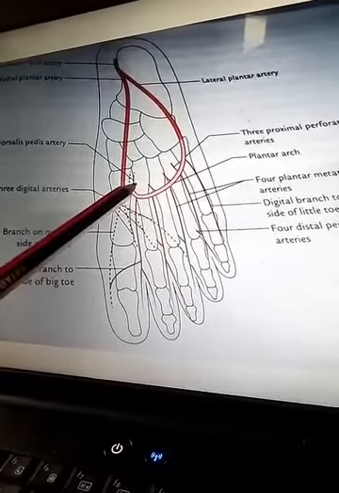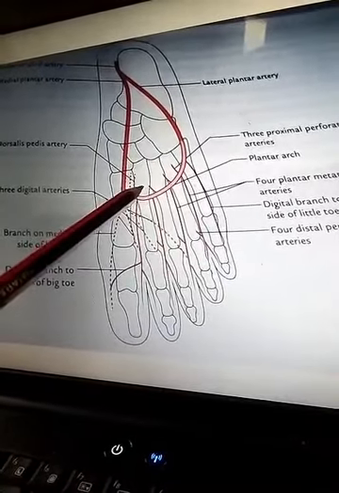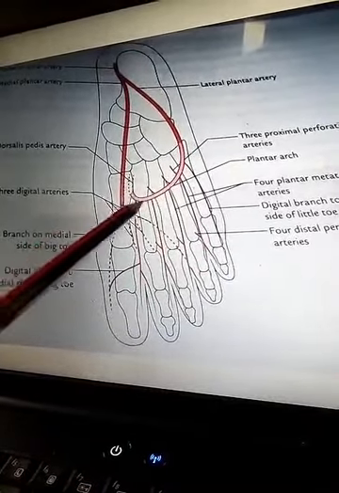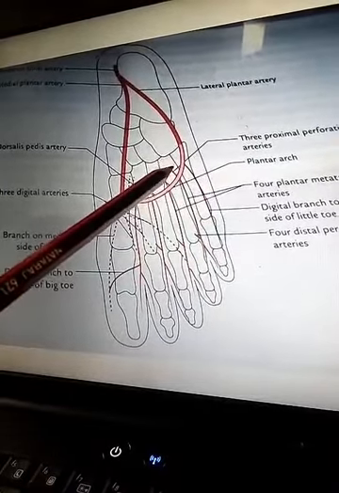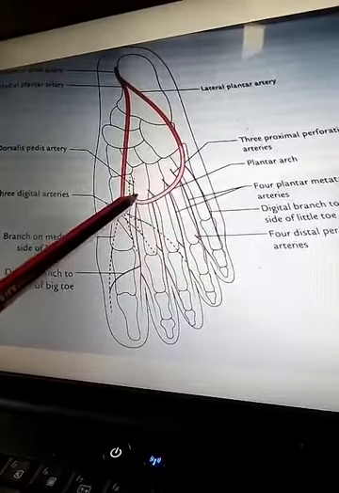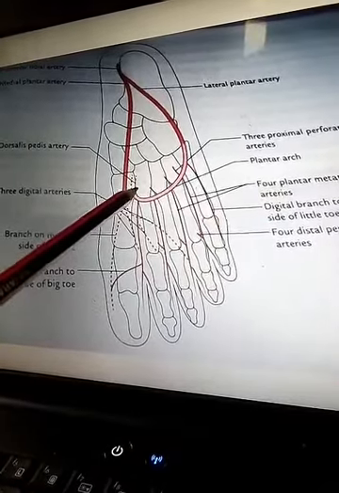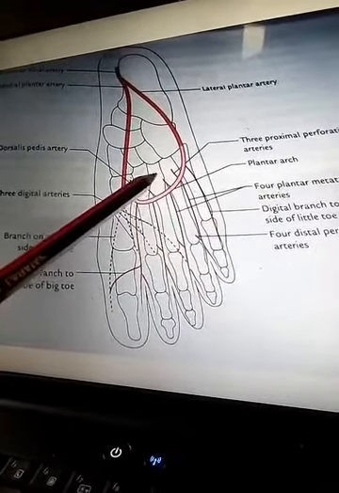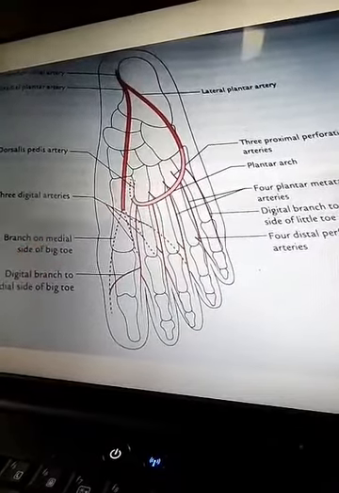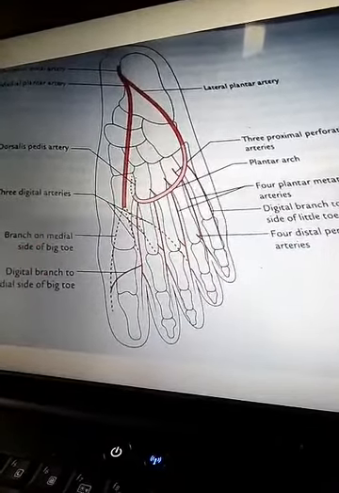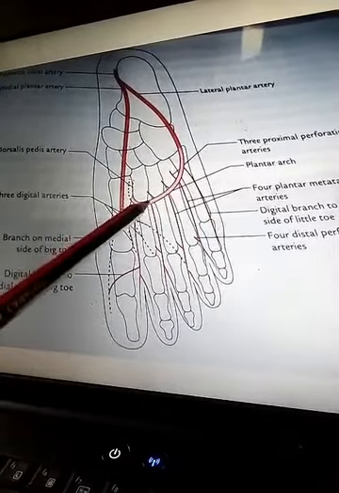It lies between the third and fourth layers of the sole. It is convex distally across the bases of the fourth, third and second metatarsals. It is accompanied by a deep branch of the lateral plantar nerve which lies in its concavity. Now, this plantar arch gives 4 plantar metatarsal arteries.